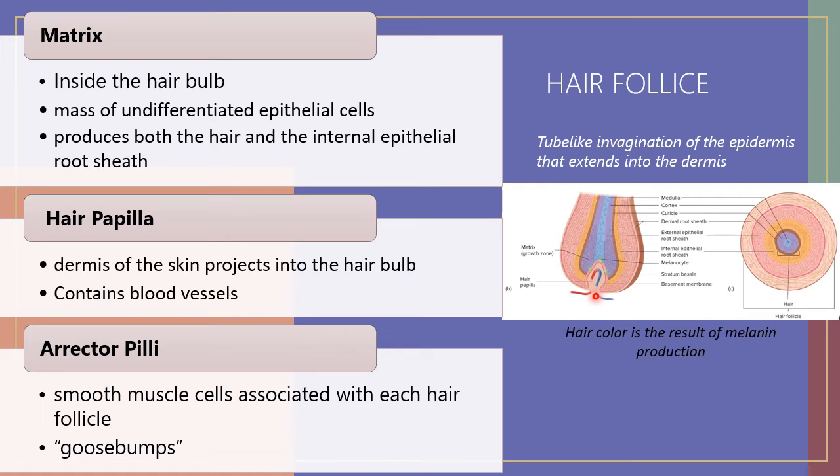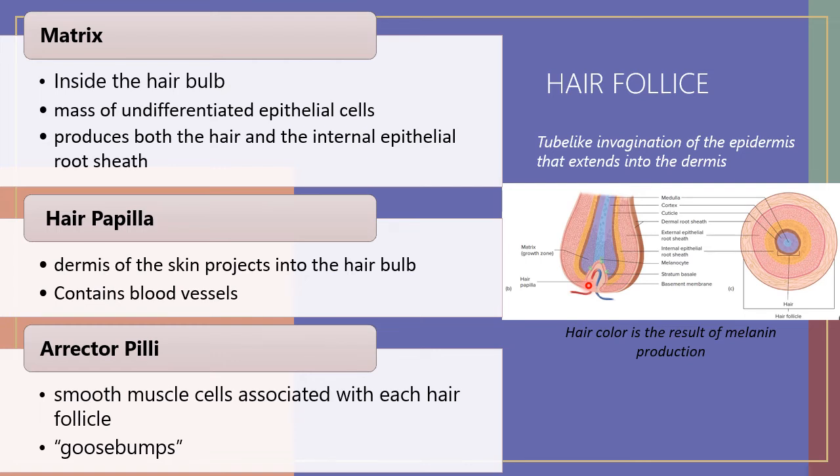Okay, on this portion, your hair papilla is found in the dermis of the skin and projects into the hair bulb. These are your dermal papillae, and they project through your hair bulb. This contains your blood vessels, which supply blood, nutrients, and oxygen.